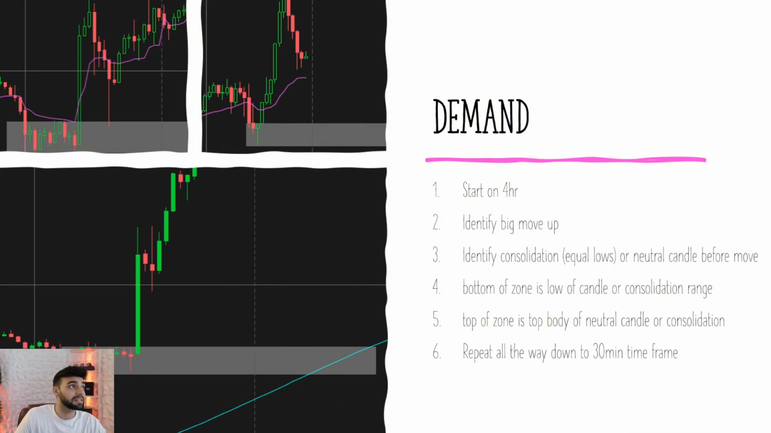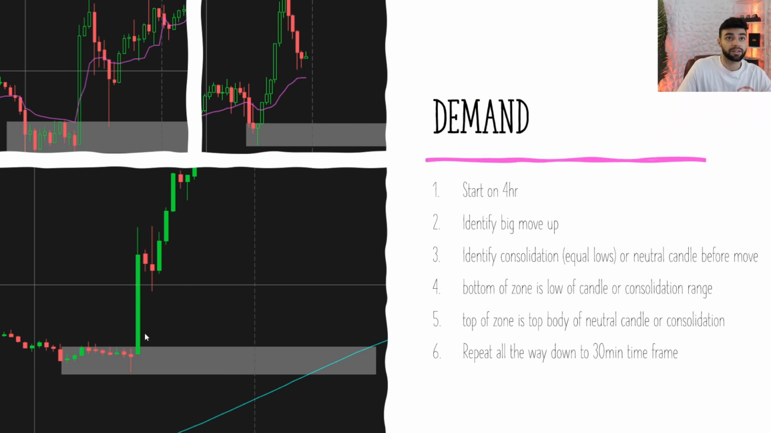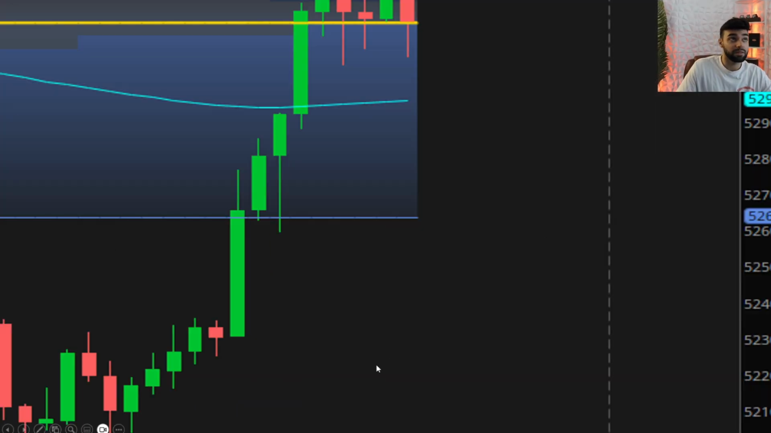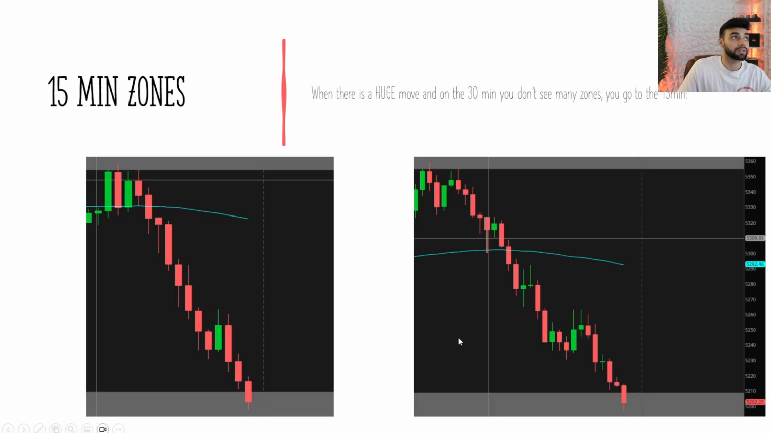Now, demand is going to be the same thing, but just the other side. It's going to be on the 4-hour, we're going to start off again. The top of demand is going to be the top body, and the bottom of demand is going to be the bottom wick. You can't see this one right here, but there is a bottom wick. Now, where do we see demand? Where's demand? Bam, right here. Top body, bottom wick. Perfect example.